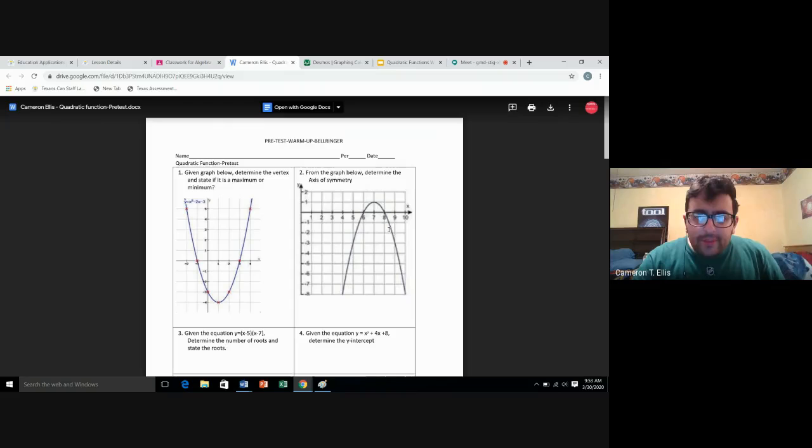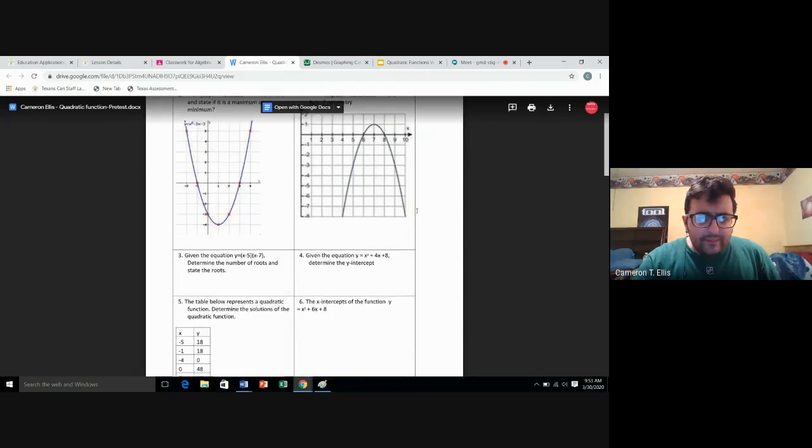Okay, from the graph below, determine the axis of symmetry. It's going to be that guy that splits it in half, right? And it's going to be x equals, right? So 1, 2, 3, 4, 5, 6. What x point is that, right?